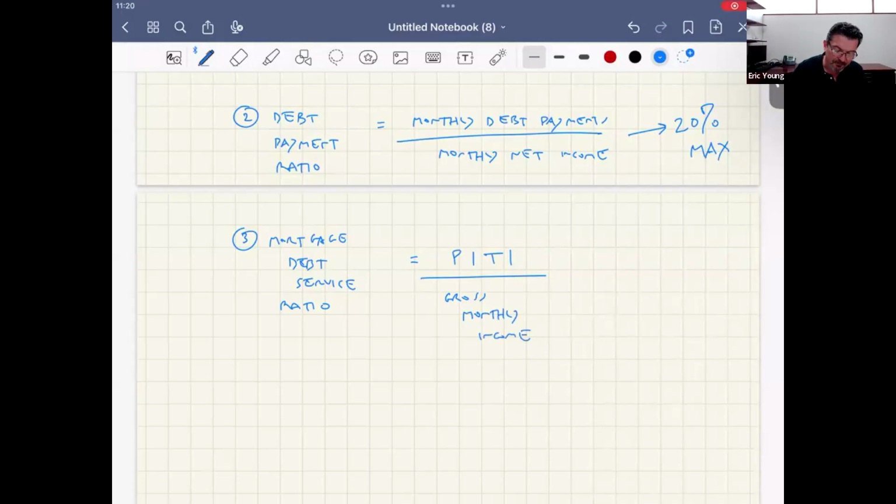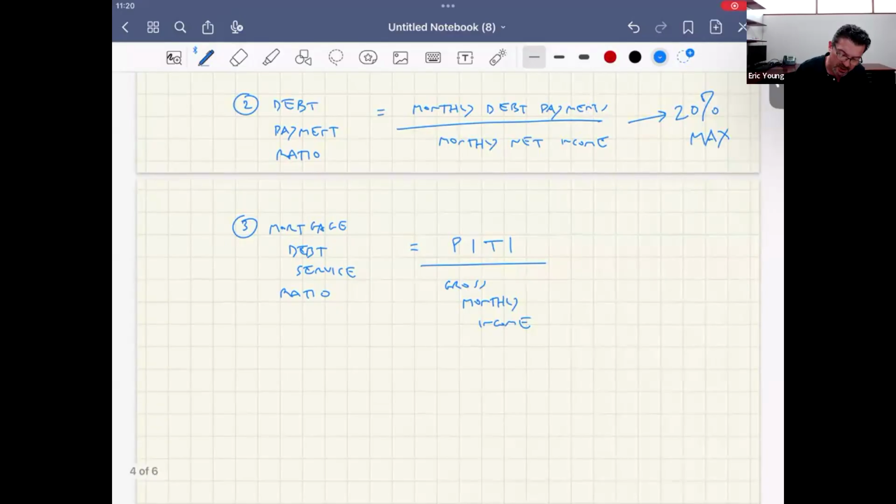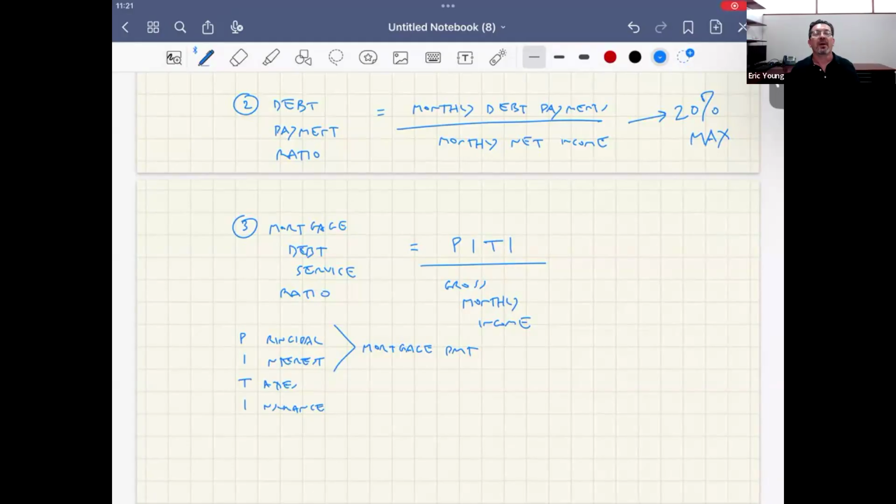Now, PITI is a term that we use in housing, and you'll learn PITI in the mortgage lectures. PITI stands for principal and interest. These two together make up your mortgage payment. Plus property taxes and insurance. PITI, therefore, is your mortgage, your property tax, and your insurance. It's the sort of shorthand term that we use for how much housing costs you. Your PITI divided by your gross monthly income.